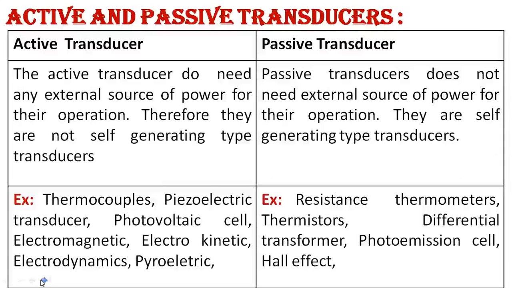We have to know that when we use active components in a transducer, that transducer is known as the active transducer, and when we use passive components in a transducer, that transducer is known as the passive transducer. An active transducer needs an external source of power for its operation, therefore it is not a self-generating type transducer. So they require an external power supply to perform their operations. That's why it is not a self-generating type transducer.